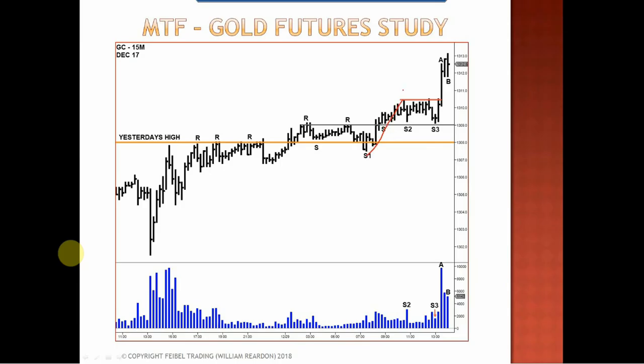As we drive up to make a higher high, we come back down to here and we hold another higher level of support. What was once resistance here and here has now turned into support here, here and here. And what can we notice about this price action? We'll look at S2. Interesting.